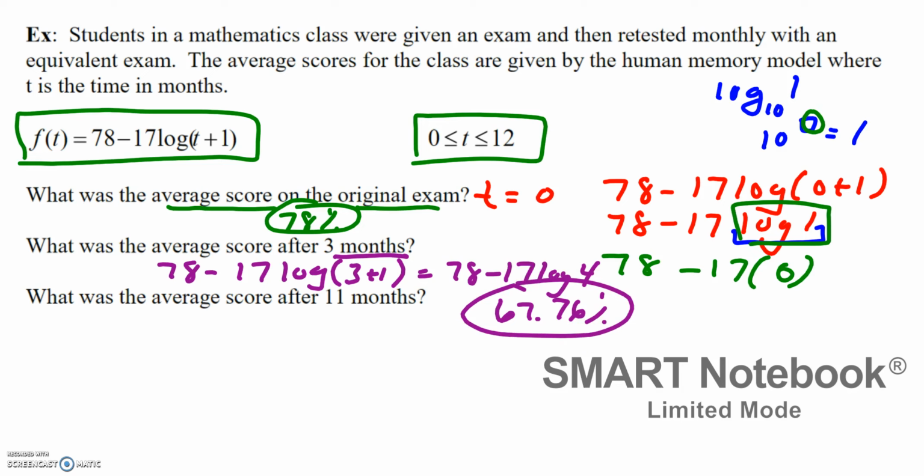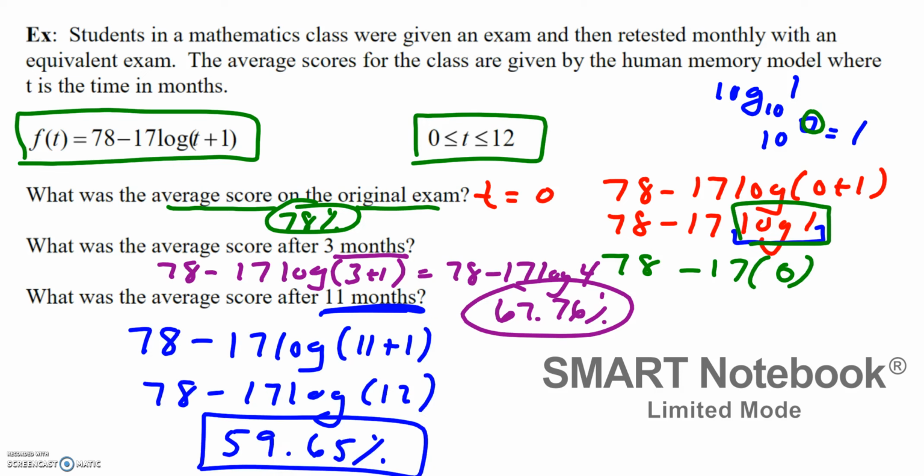So let's say that I tested you almost a year later. I would like you to pause the video and see what your score would be then. Please pause now. So after 11 months, I got this to calculate to drop another letter grade to 59.65%.